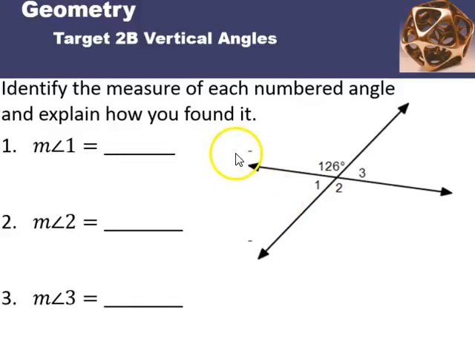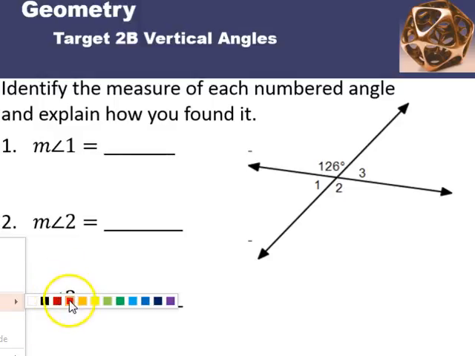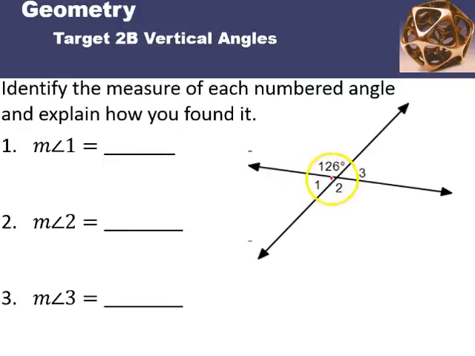Okay, this is the 2B, target 2B vertical angles retake video. So we need to find the measure of each numbered angle. So the numbered angles are angle 1, angle 2, and angle 3. So let me get a pen.